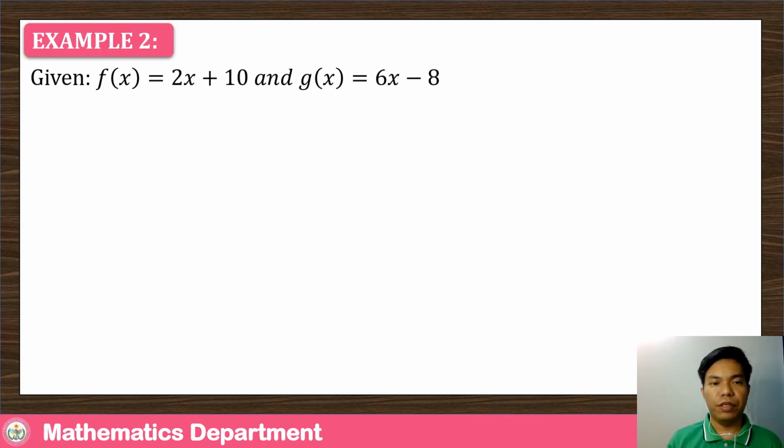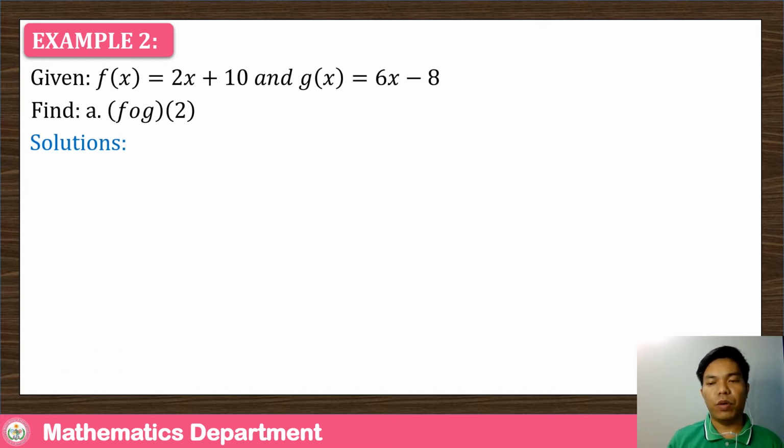Now for our next example, we'll be using the same function. We have here f of x equals 2x plus 10 and g of x equals 6x minus 8. But this time, we will find f composed of g of 2. So kanina, ang ating ibinigay ay f composed of g of x, but this time, we make use of 2 instead of using the variable x.